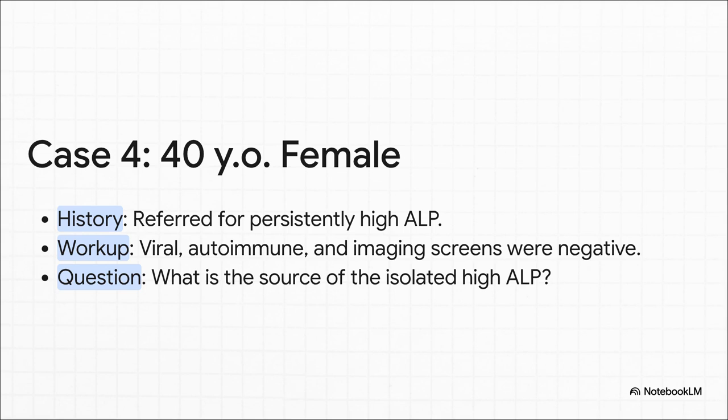Okay, here's a real puzzle for you. Case 4 is a 40-year-old woman who was found to have a persistently high ALP on some routine blood tests. But everything else was totally normal. All her other liver enzymes were fine. They did an extensive workup checking for viruses, autoimmune diseases, imaging, and everything came back negative. So the million-dollar question is, if it's not the liver, where is this isolated high ALP coming from?